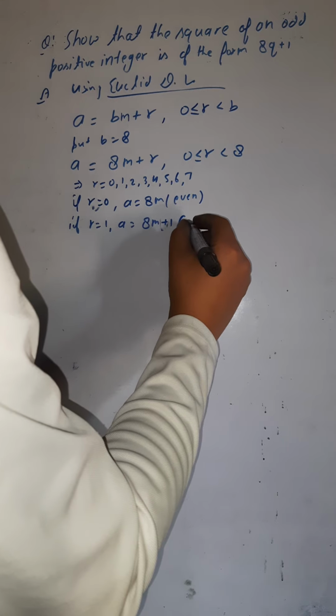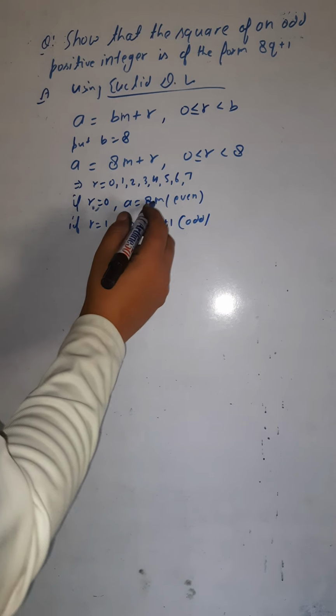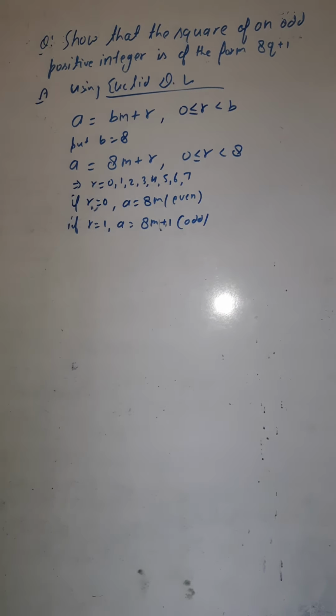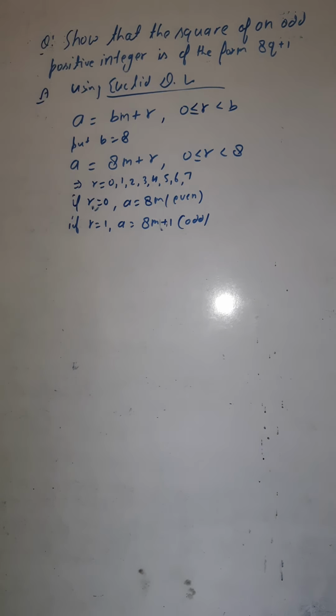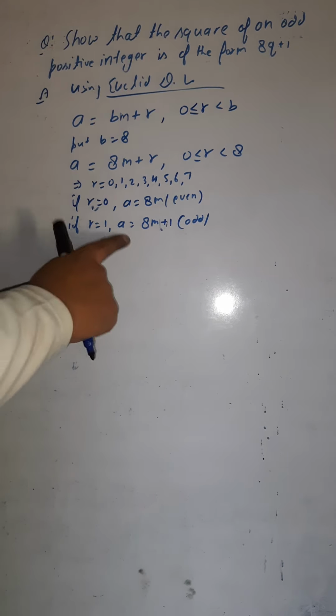8m plus 1. So this is an odd number, because 8m is an even number and you are adding 1 there, so it becomes odd. Now you have to find its square also, because you have to show that the square of an odd integer is of the form 8q plus 1. Now find the square of this.